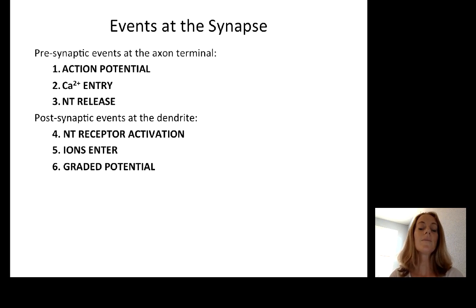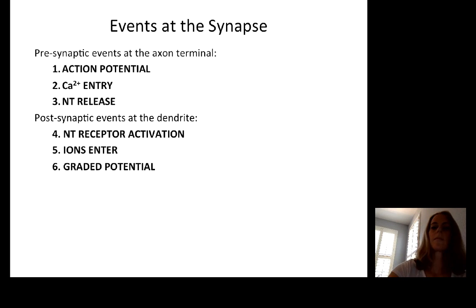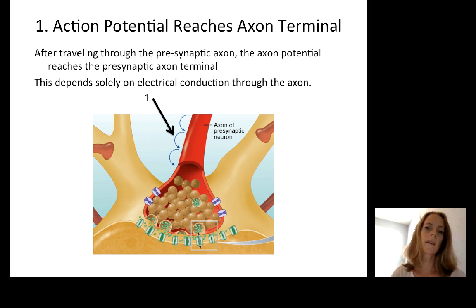Okay, let's get a little more formal here and talk about the specific events at the synapse. And we're going to break it down into 6 steps, 3 in the presynaptic axon terminal and 3 in the postsynaptic terminal. Okay, so first the action potential is going to reach the axon terminal. It's going to travel down the axon, and this will depend solely on electrical conduction.